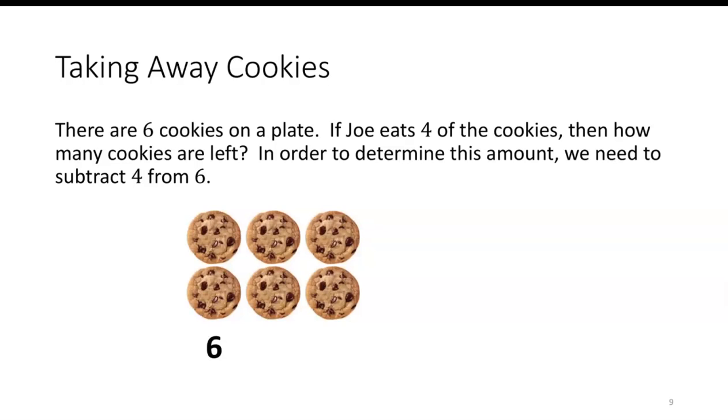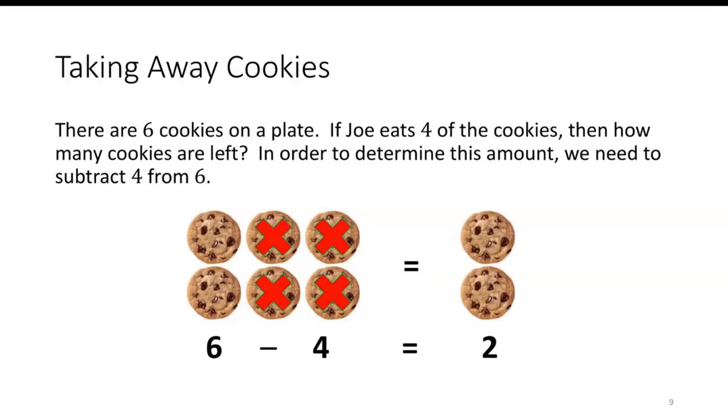There are 6 cookies on a plate. If Joe eats 4 of the cookies, then how many cookies are left? In order to determine this amount, we need to subtract 4 from 6. So that is, we start with 6 cookies, and then we remove 4 of them, and what we have left are 2 cookies.